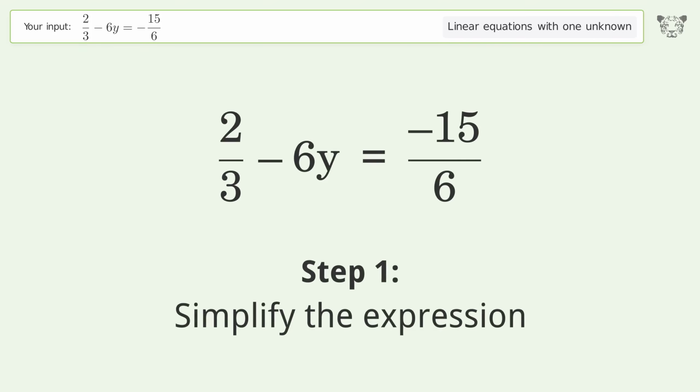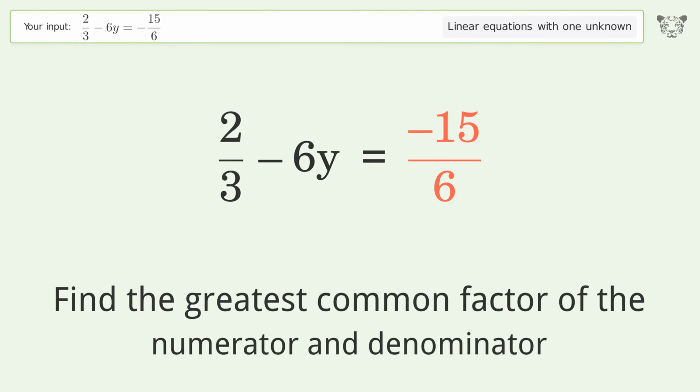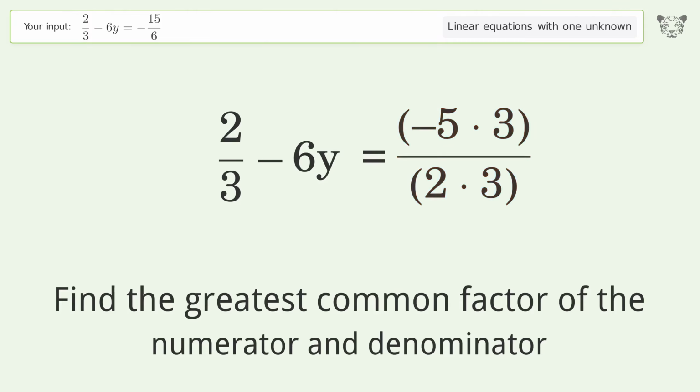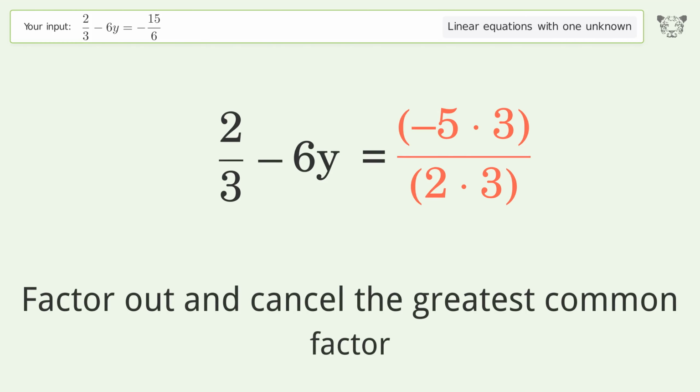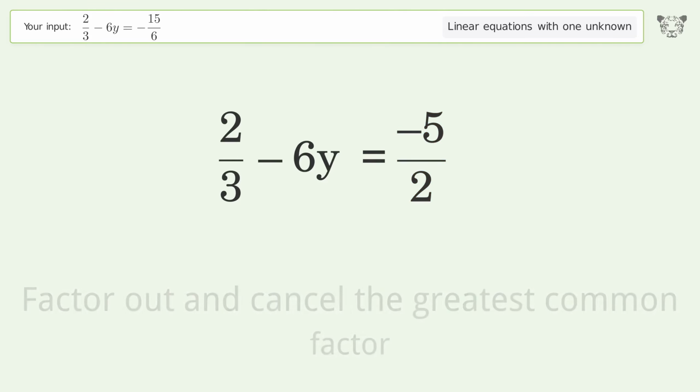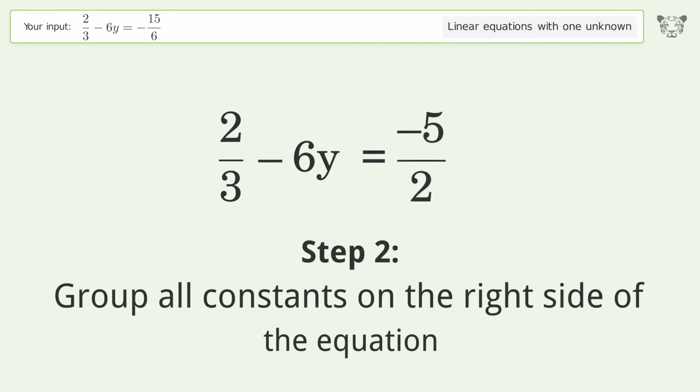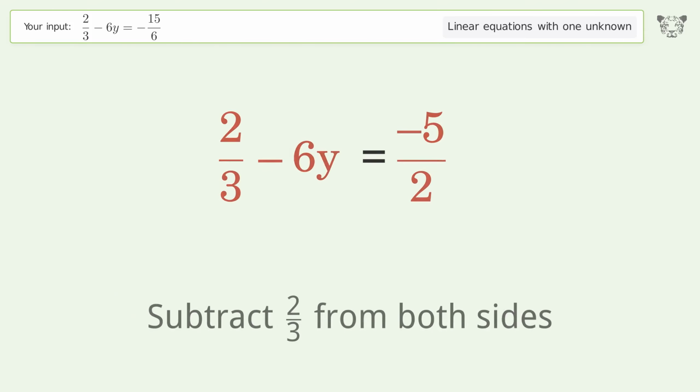Simplify the expression. Find the greatest common factor of the numerator and denominator. Factor out and cancel the greatest common factor. Group all constants on the right side of the equation. Subtract 2 over 3 from both sides.